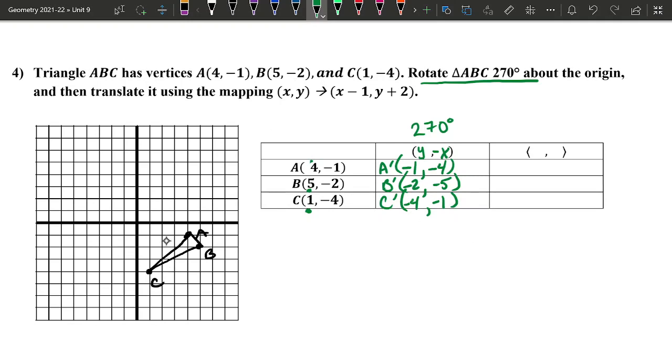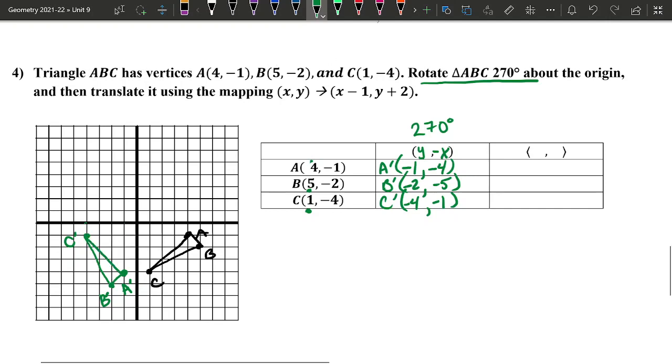All right, so then plot those points. We have -1, -4, and that's A prime. -2 and 5, down one more and over one more, that's B prime. -4, -1, 1, 2, 3, 4, down 1, is C prime. So that's our new triangle. We have rotated it 270 degrees.